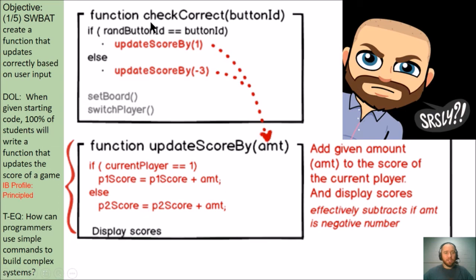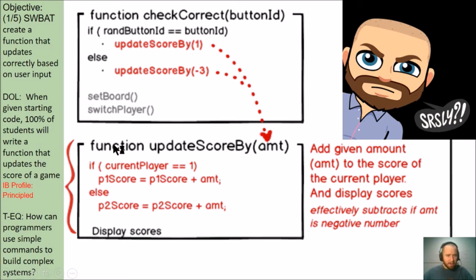Creating a function called checkCorrect, the button ID will be the parameter. So 1, 2, 3, or 4 will go here, and if the random button chosen is the same button that the player clicks, then you can update the score by 1. And then that 1 will go into this function, and this function will do its thing. Now, if you did not click the correct button, it's going to update the score by -3, which is logical. So -3 goes into there.